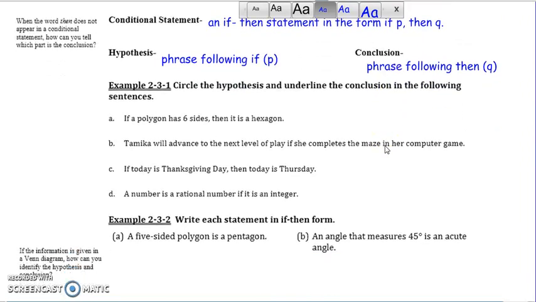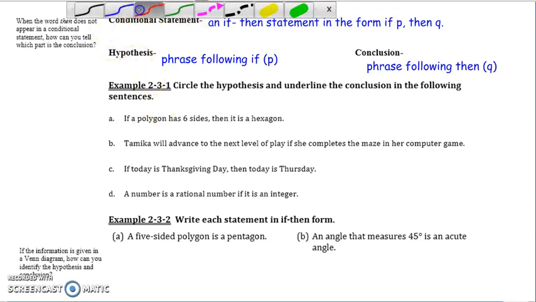So let's go ahead and circle our hypothesis and underline our conclusion. Again, the hypothesis, we're going to circle and it comes after the if. And then our conclusion, we're going to underline and it comes after the word then. So if a polygon has 6 sides, that's our hypothesis, and you could put a little P up there if you want to. And then this is our Q, our conclusion, then it is a hexagon.